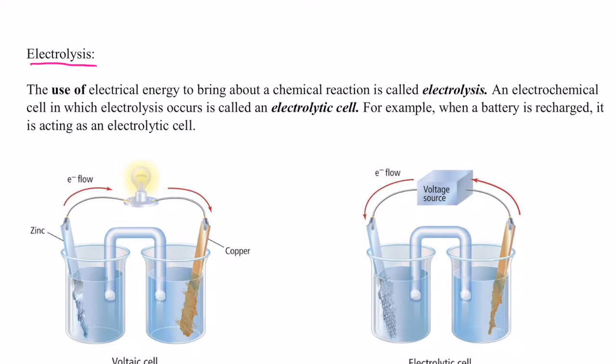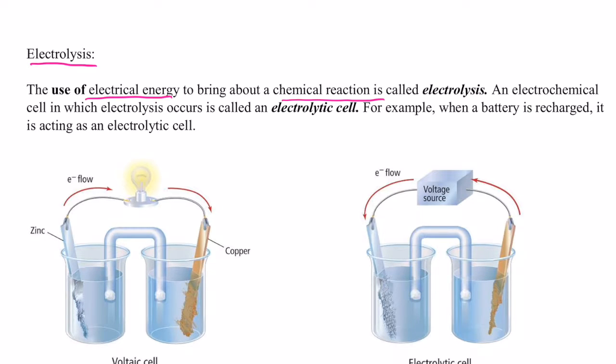Now, electrolysis is, well, kind of, sort of the opposite of a voltaic cell or battery. Batteries or voltaic cells involve spontaneous reactions. When we perform electrolysis, we are dealing with non-spontaneous reactions. So that means we have to continually add energy for that reaction to move forward. So we will use electrical energy to bring about a chemical reaction.